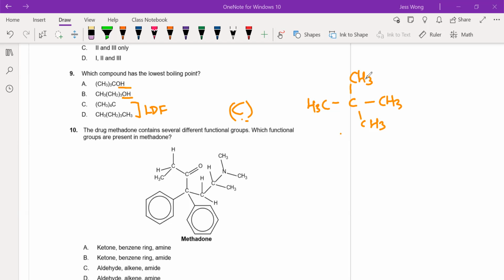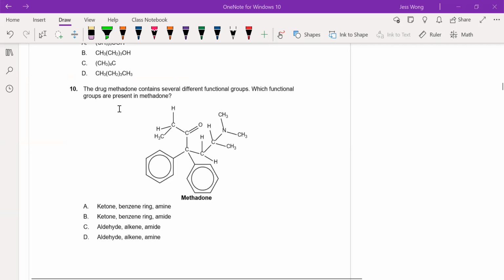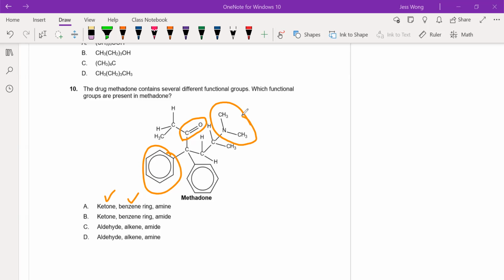Now the next one, question 10. We're going to look at the functional groups. So let's check the answer. The answer for this will be, you have a ketone. Of course, we can see benzene. And now we take a look and we can see an amine. So the answer is A.